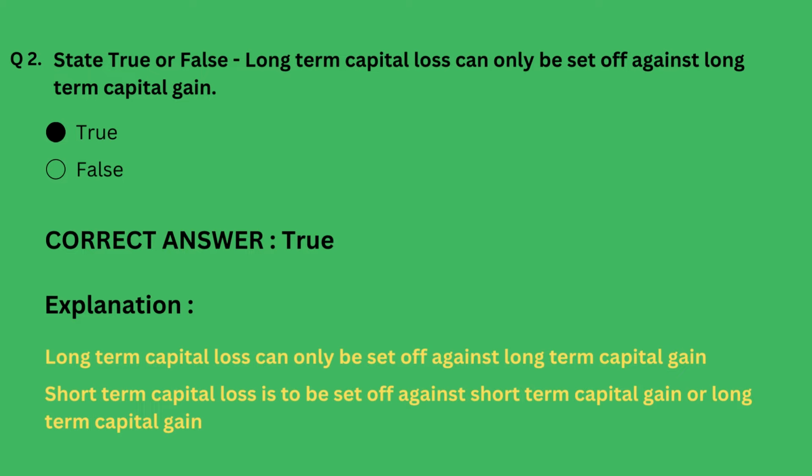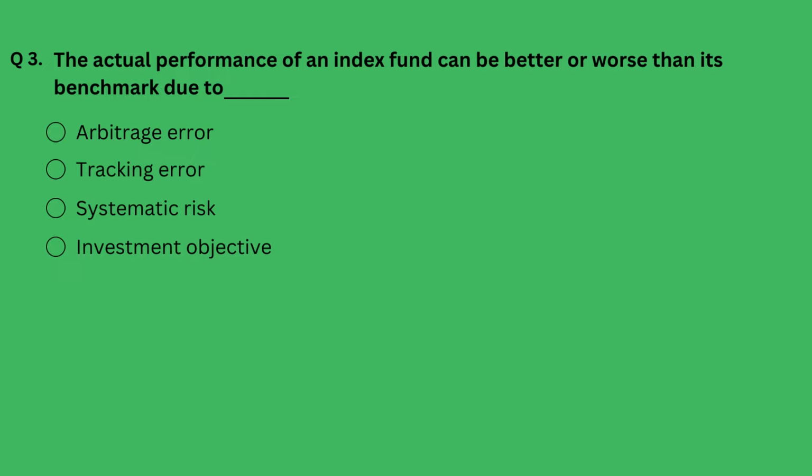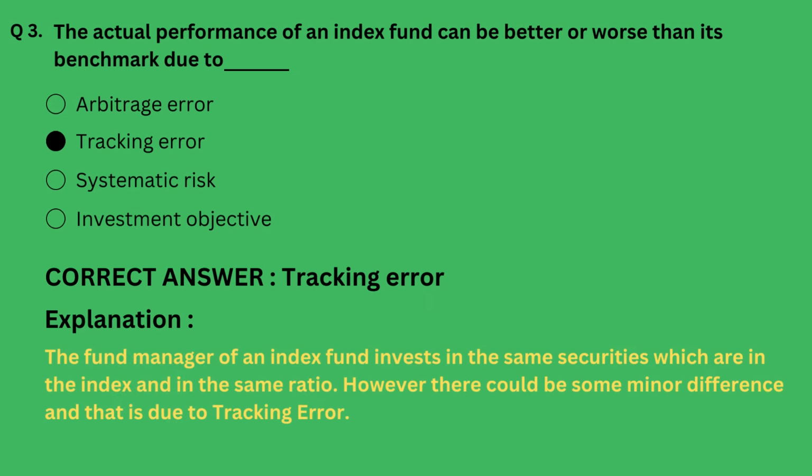Let's move to the next question. The actual performance of an index fund can be better or worse than its benchmark due to, and the options are: arbitrage error, tracking error, systematic risk, investment objective. The correct option is tracking error. The fund manager of an index fund invests in the same securities which are in the index and in the same ratios. However, there could be some minor difference and that is due to tracking error.